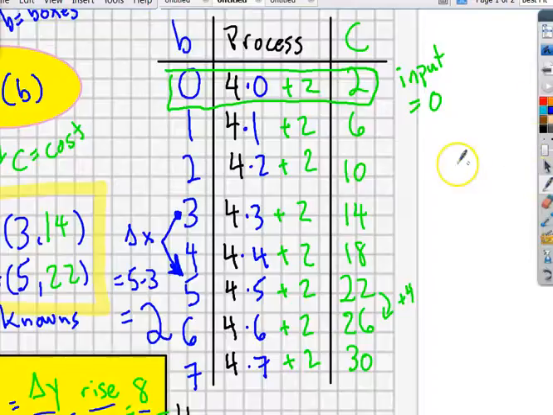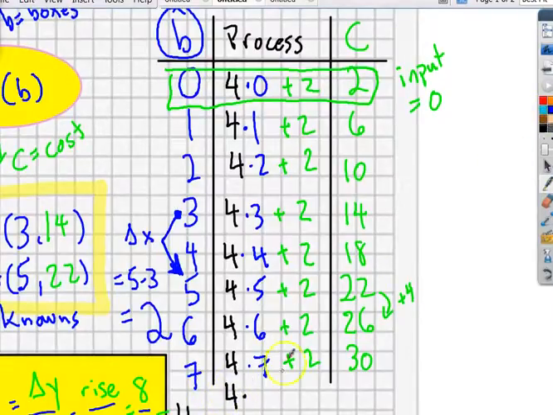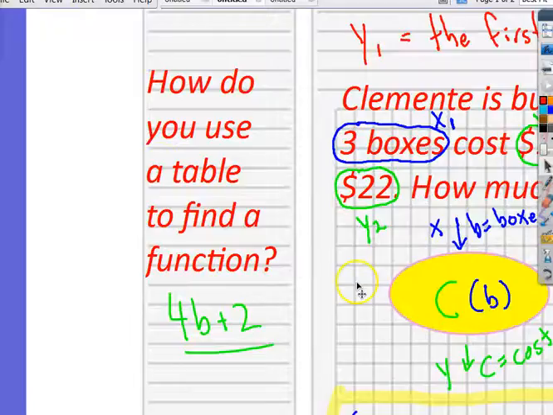So if I wanted to generalize, remember that this is the input value and it's the letter B. So if I put 0 in, it goes there. If I put 6 in, it goes there. So if I wanted to generalize for any letter B, it would be 4 times whatever the boxes are, B, and then after that you add 2 to it. That wasn't recorded. Over on the left-hand side, please write, how do you use a table to find a function? Reminder that this was 4b plus 2, so how did we use a table to find that function?